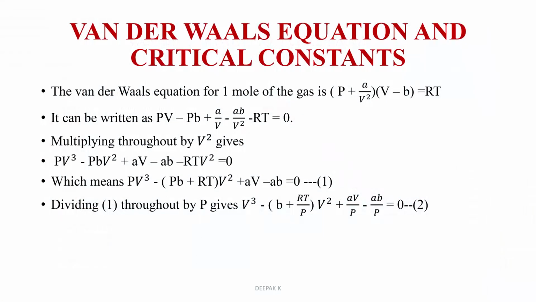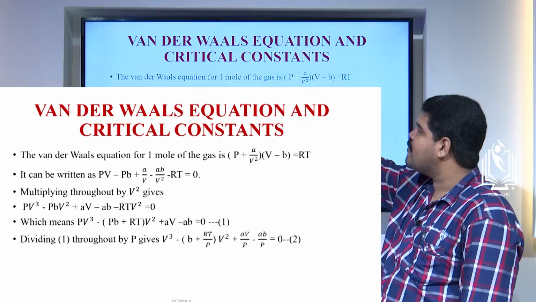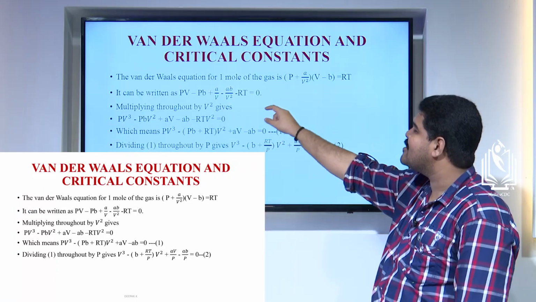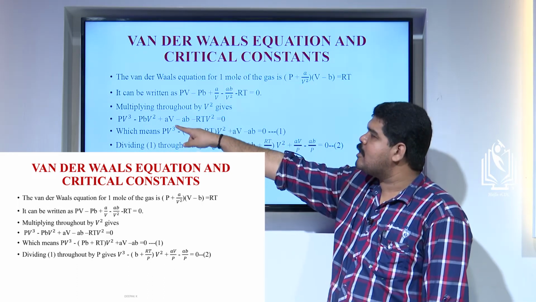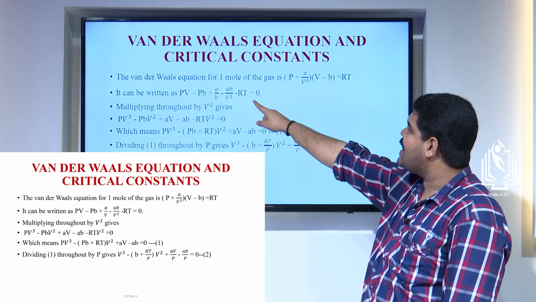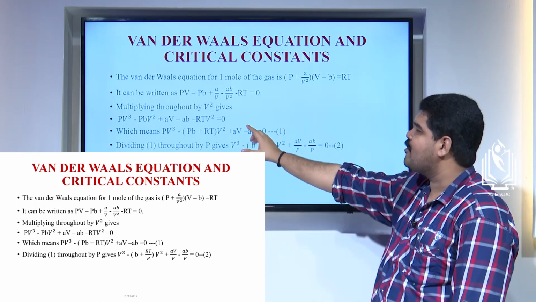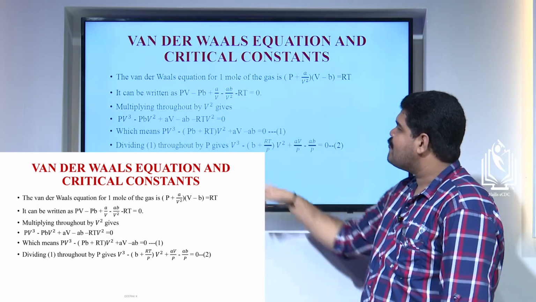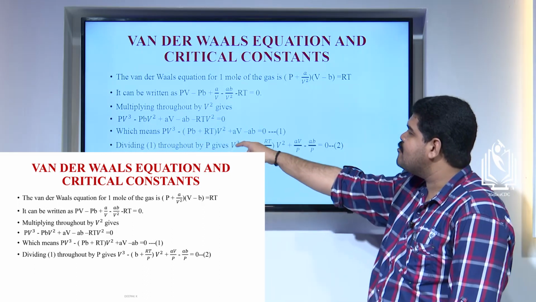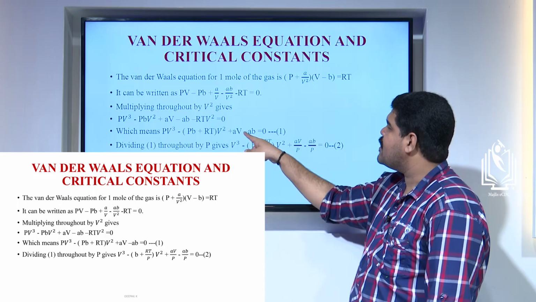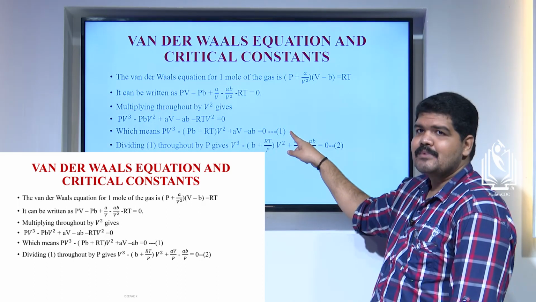And look at here. This is the van der Waals equation for 1 mole of a gas, (P plus a by V squared) into (V minus b) is equal to RT, which on expansion gives PV minus Pb plus a by V minus ab by V squared minus RT is equal to 0. Then multiplying this by V squared, we get PV cubed minus PbV squared plus aV minus ab minus RTV squared is equal to 0. Collecting the two V squared terms, we can write it as PV cubed minus (Pb plus RT)V squared plus aV minus ab is equal to 0, and that is termed as equation 1.